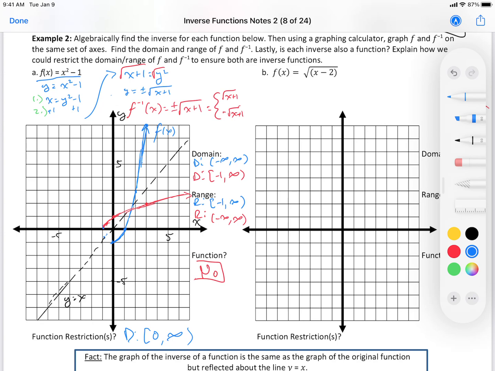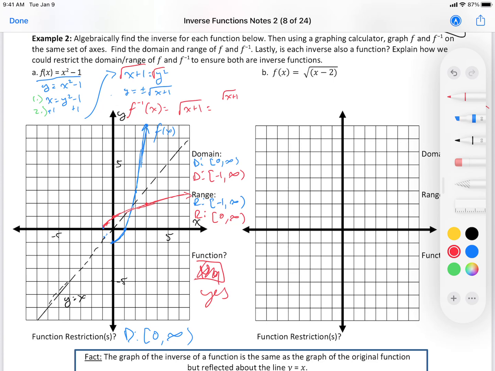If I did that, that would mean we would always assume that the square root would have to be positive. And so I could get rid of this negative portion. And then if I restrict the domain to 0 to infinity, that would mean the range of this guy would go 0 to infinity. All right, and then it would be a function.